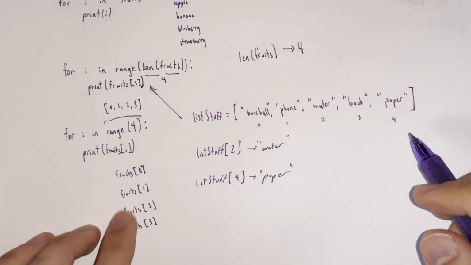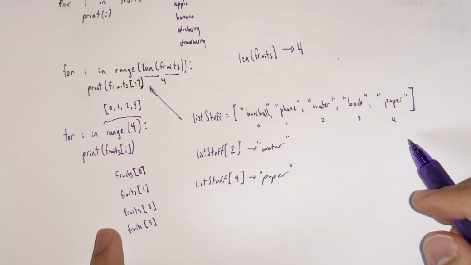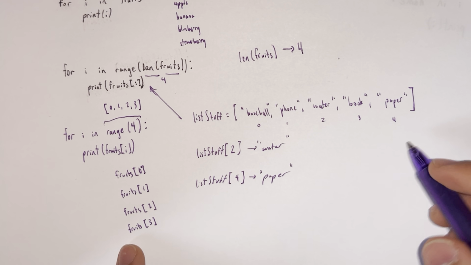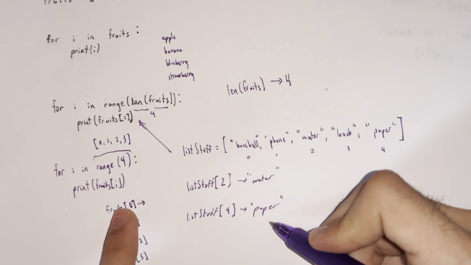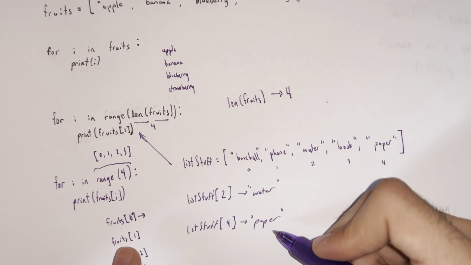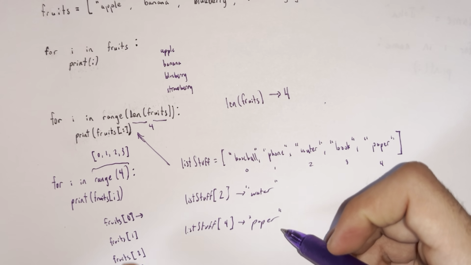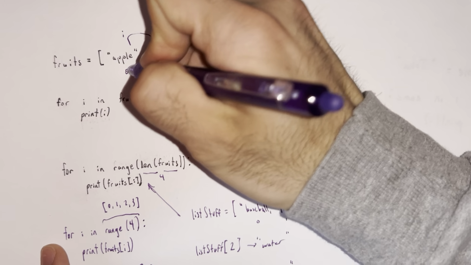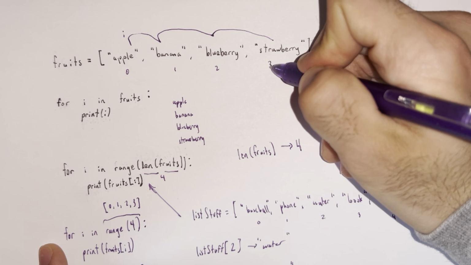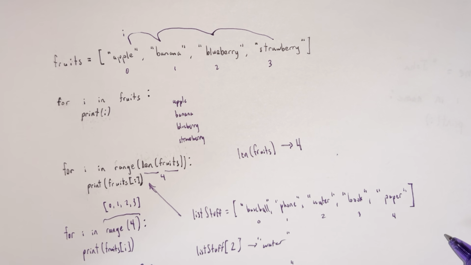Okay. Anyways, you could do fruits at 0, fruits at 1, fruits at 2, and then fruits at 3, and that will give you fruits at 0, that's apple, fruits at 1, that's banana, fruits at 2, that's blueberry, fruits at 3, that is strawberry, right? Because 0, 1, 2, 3 in the fruits list.